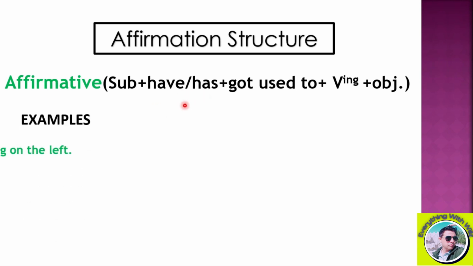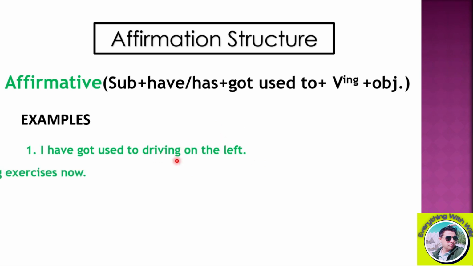So let's take the examples. Example number one is I have got used to driving on the left. That means I'm now habitual of driving on the left. So example number two is he has got used to taking exercises now. It means he was not taking exercises. Now he has got into habit of taking exercises.